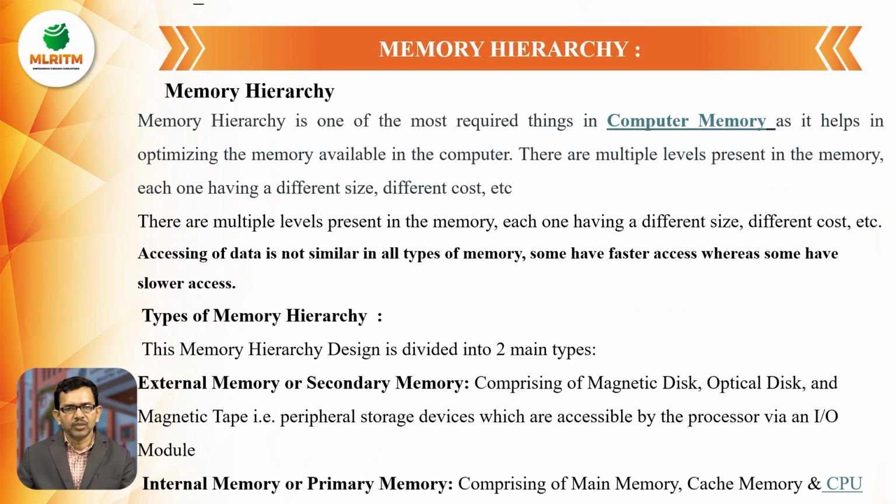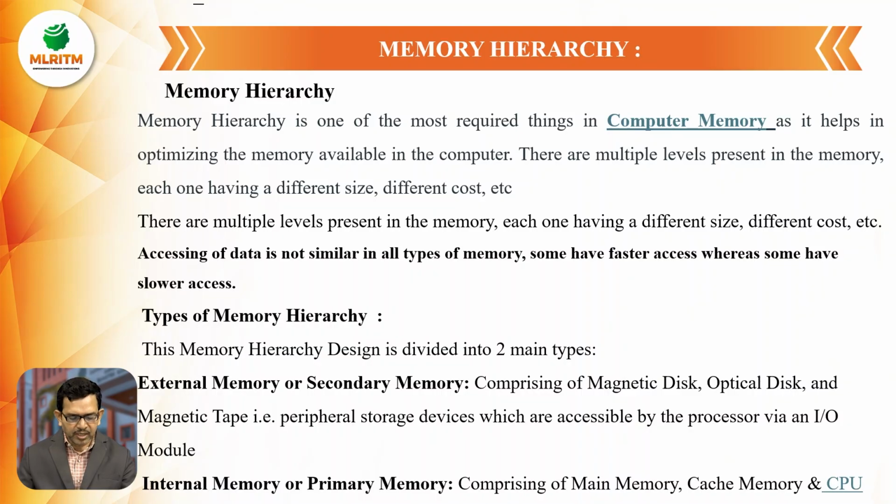Right, next we see the memory hierarchy. The memory hierarchy plays a very important role in where the data is stored in computers. It is one of the most required things in computer memory. It is very critical: whatever data we store, whatever data is given as input, or once the data is processed, everything should be stored in the memory. So we call it computer memory, and it helps optimize the memory available in the computer. There are multiple levels present in the memory, each having different sizes and different costs.